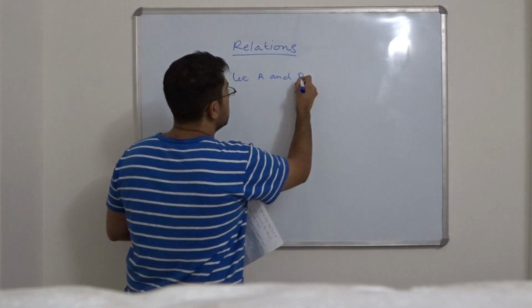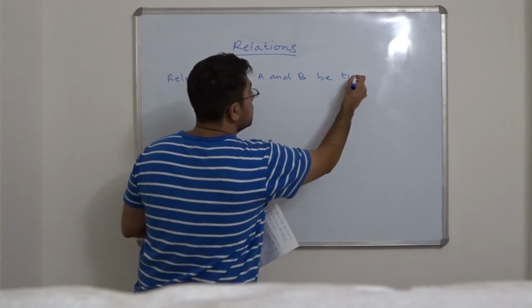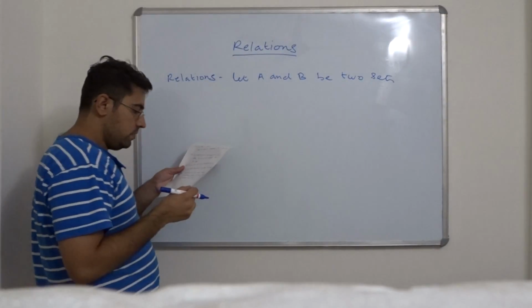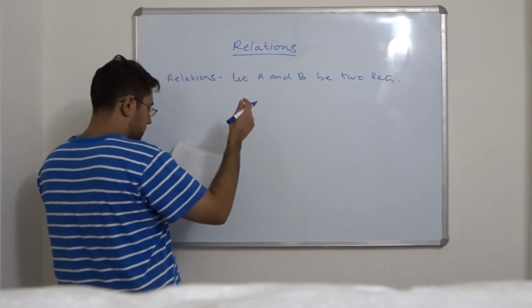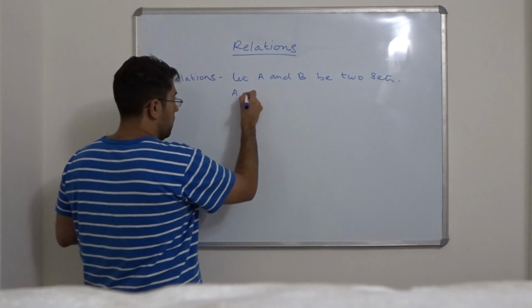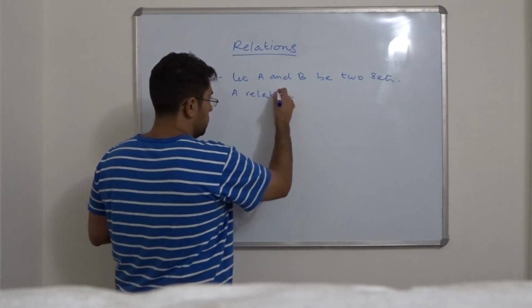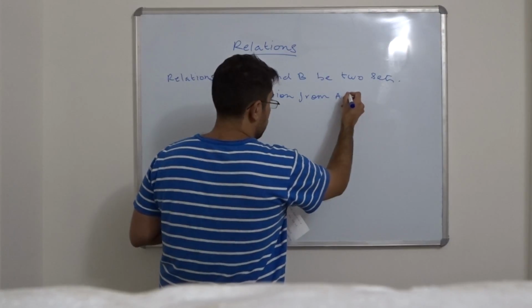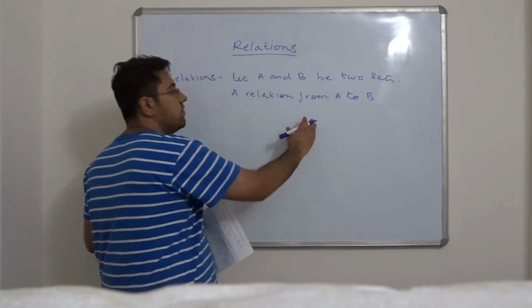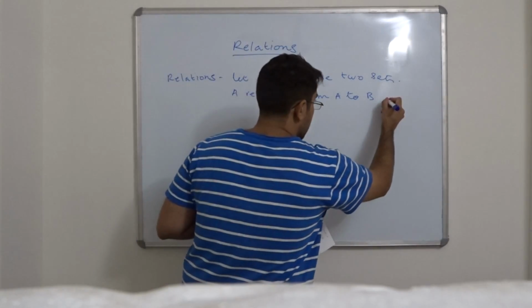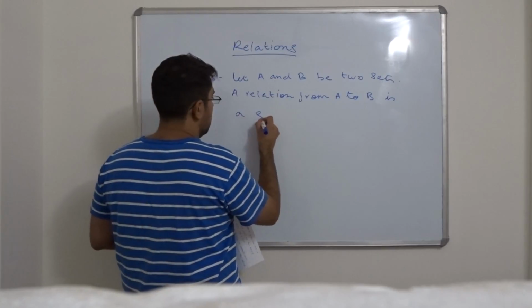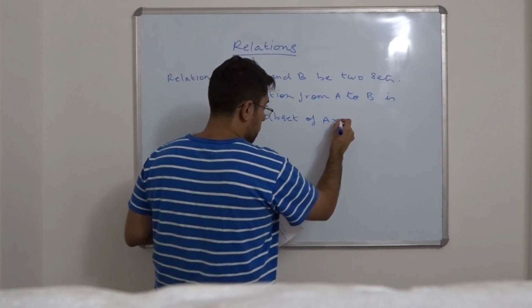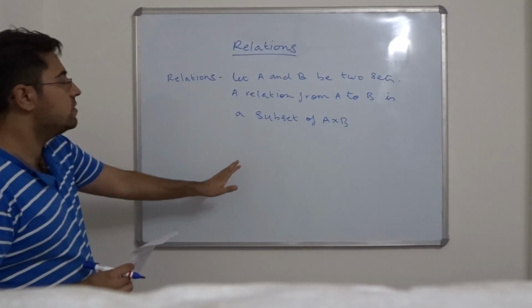A and B, two sets. So a relation from set A to set B is a subset of A times B. So basically, what does this mean, guys?